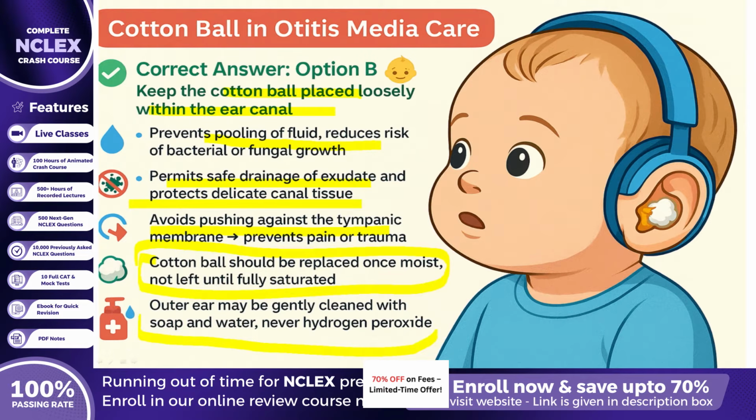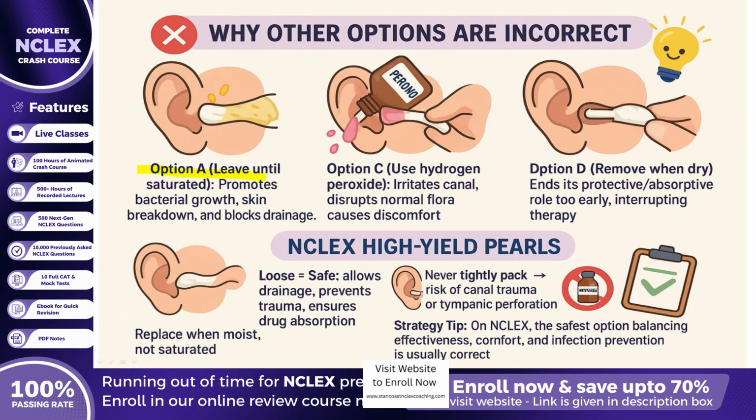Now let us go through why the other options are incorrect. Option A, which says to leave the cotton ball in place until it is fully saturated, is not safe, because this practice encourages bacterial growth, skin breakdown, and blockage of drainage, all of which can worsen the infection. Option C, which suggests soaking the cotton ball in hydrogen peroxide, is also inappropriate because peroxide is irritating, disrupts normal flora, and increases discomfort. Only the prescribed antibiotic should be used, and the cotton itself should be dry at insertion.